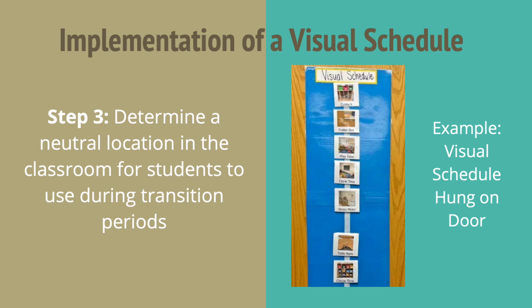Step 3 of implementing a visual schedule includes determining a neutral location in the classroom for students to use during transition periods. For example, a visual schedule being hung by the door can allow the students to determine where they will be transitioning to.